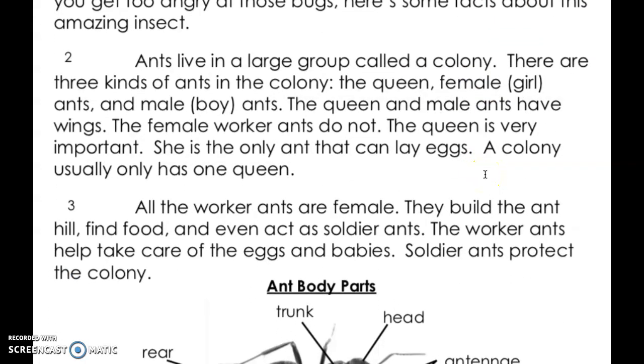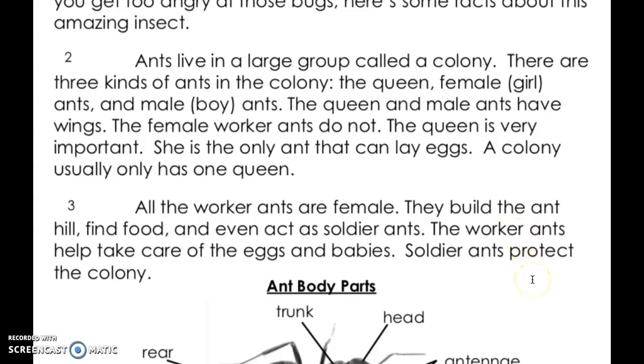Ants live in a large group called a colony. There are 3 kinds of ants in the colony: the queen, female girl ants, and male boy ants. The queen and male ants have wings. The female worker ants do not. The queen is very important. She is the only ant that can lay eggs. A colony usually only has 1 queen.